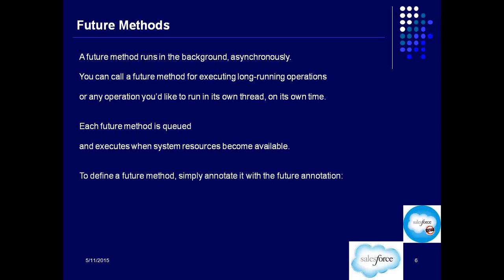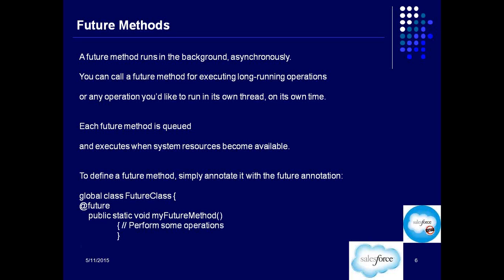To define a future method, it's very simple. You simply need to annotate it with the future annotation. So let's say this is your class and there's a method, public static void myFutureMethod, whatever method name. All you have to do is use an @future annotation here. The moment you use this, that will become an asynchronous method. That's it, nothing else. So any method can be a future method. Once you make a method a future method, it will get executed in future when the resources become available. There is nothing that we actually need to change in the code. Only this one word, the future annotation, will make your method a future method. Clear?